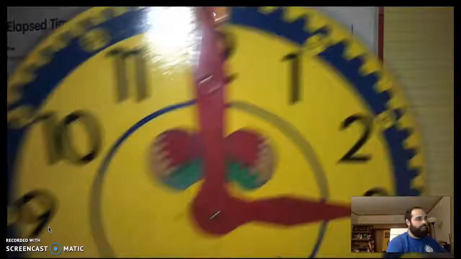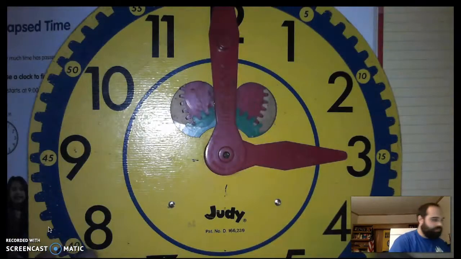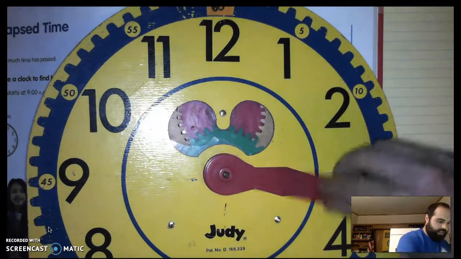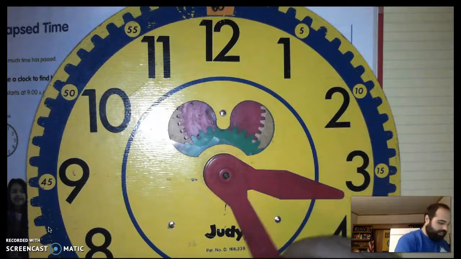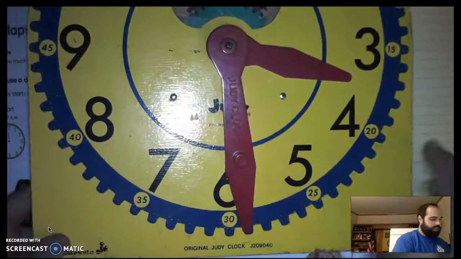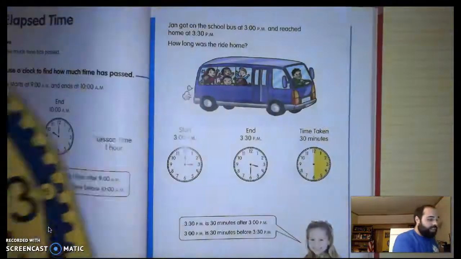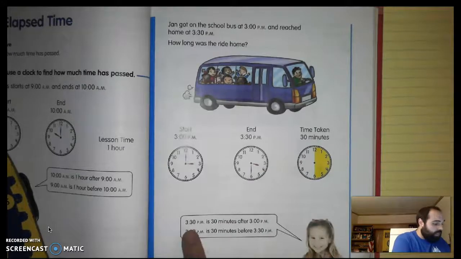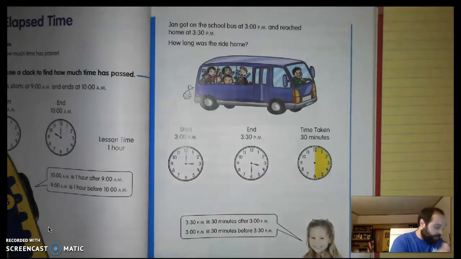All right. So we can use our minute hand and count it out. 5, 10, 15, 20, 25, and then 30. Right there at the bottom. 30. So on that one, we can say that 30 minutes has been taken for that whole bus ride. And we can say at 3:30 p.m. is 30 minutes after 3 o'clock p.m. Or flip it again. 3 o'clock p.m. is 30 minutes before 3:30 p.m.